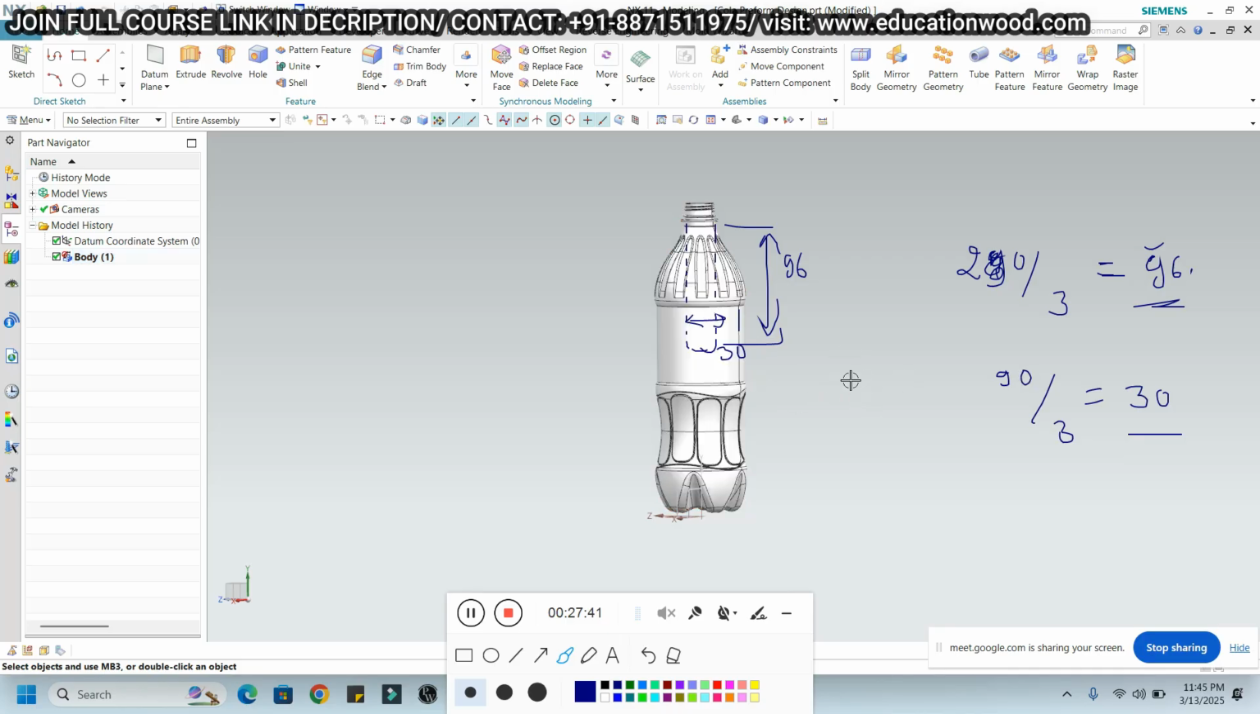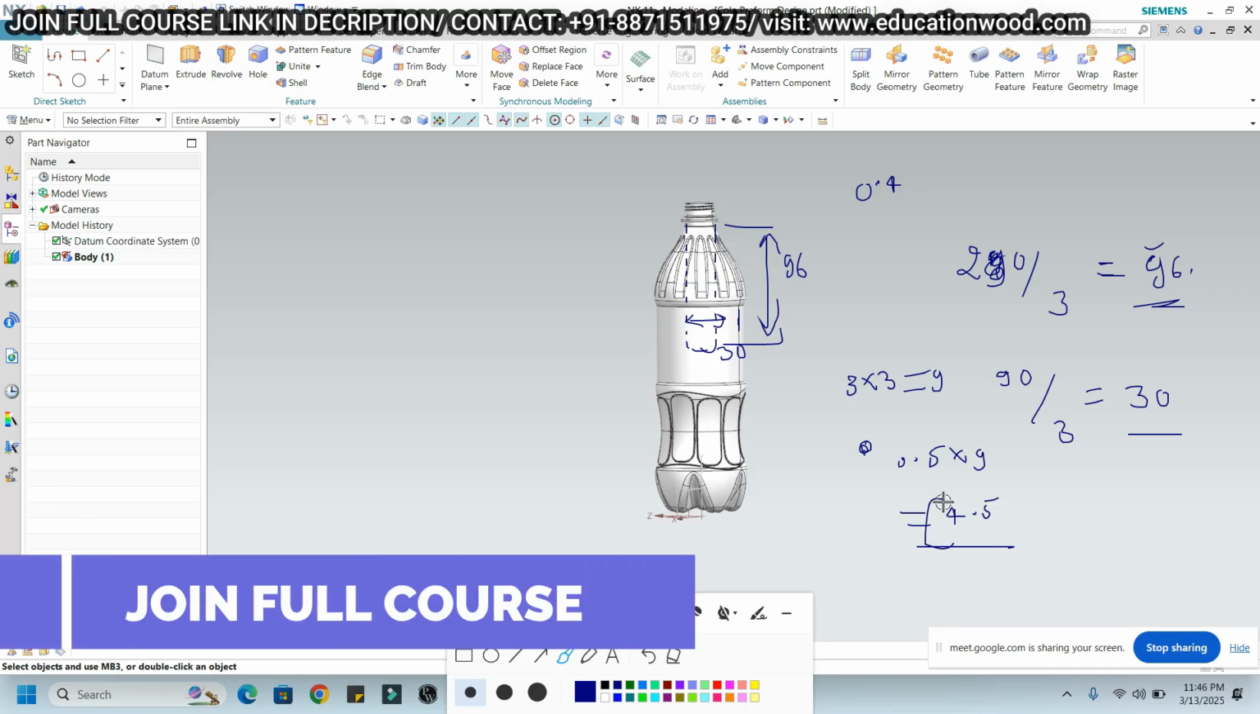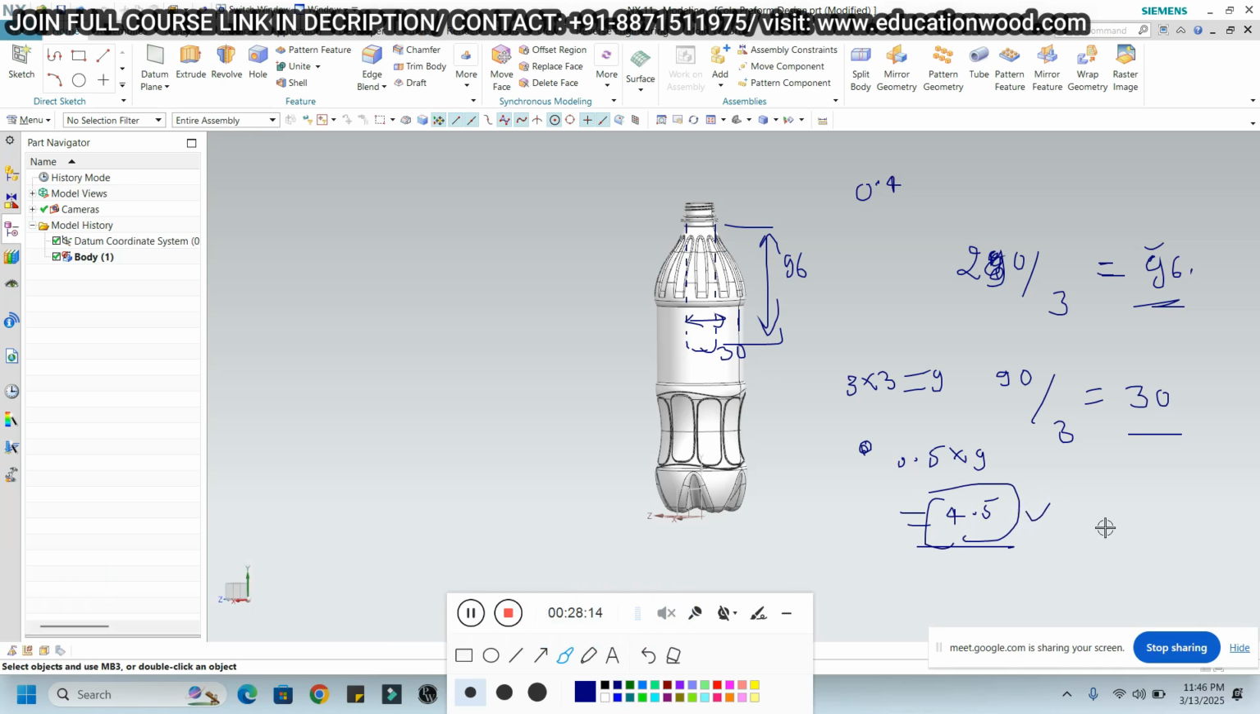Now what about the wall thickness? The wall thickness will become 3 multiplied by 3 equal to 9. So basically, if after the blow of the component we get 0.4 mm wall thickness, just consider 0.5. 0.5 multiplied by 9, so what you will get? 4.5. So 4.5 will be the wall thickness of the preform. Understood, sir? Okay.